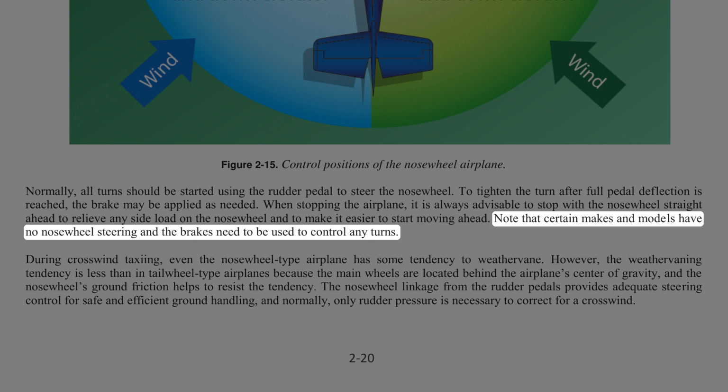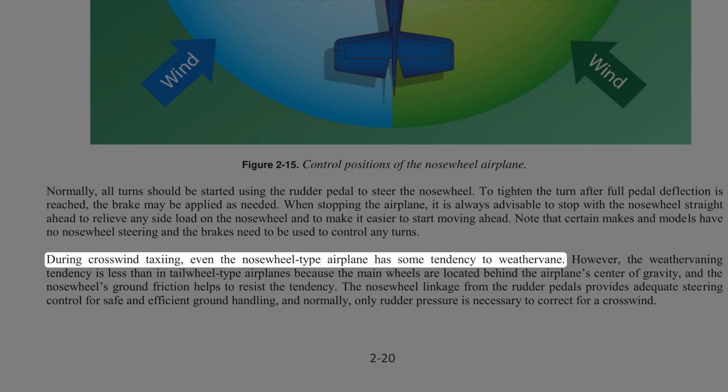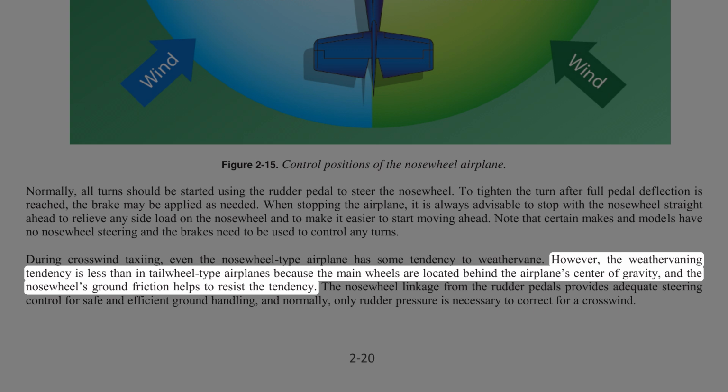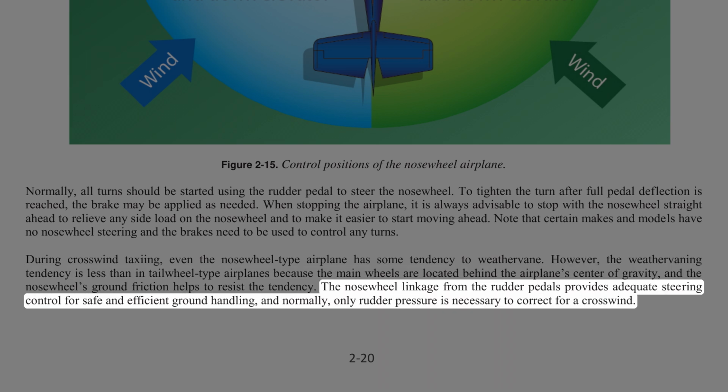Note that certain makes and models have no nosewheel steering and the brakes need to be used to control any turns. During crosswind taxiing, even the nosewheel type airplane has some tendency to weathervane. However, the weathervaning tendency is less than in tailwheel type airplanes because the main wheels are located behind the airplane's center of gravity, and the nosewheel's ground friction helps to resist the tendency. The nosewheel linkage from the rudder pedals provides adequate steering control for safe and efficient ground handling, and normally, only rudder pressure is necessary to correct for a crosswind.